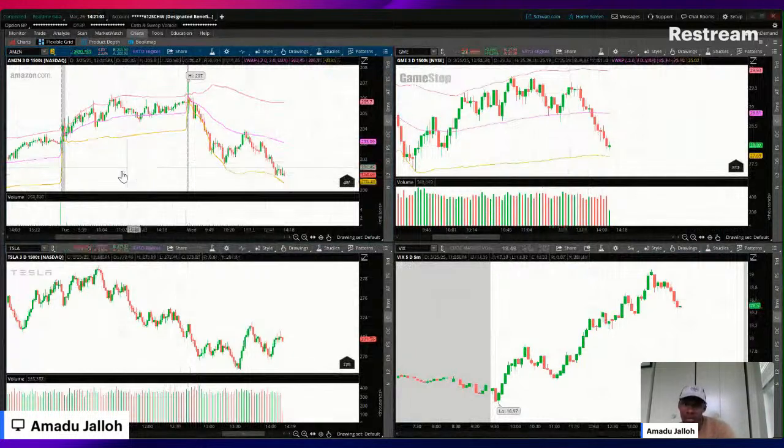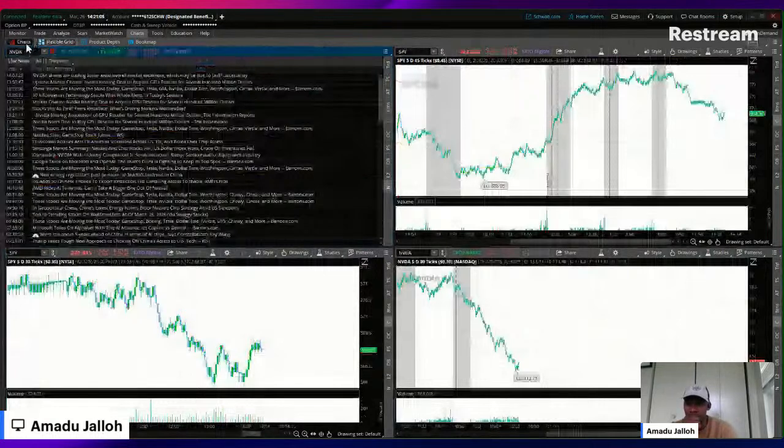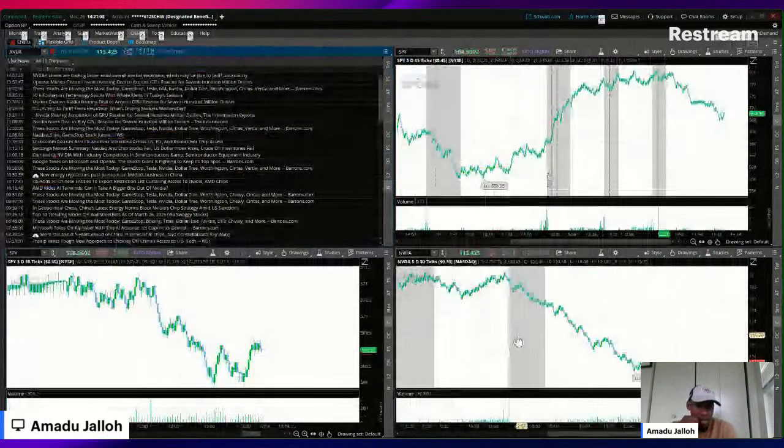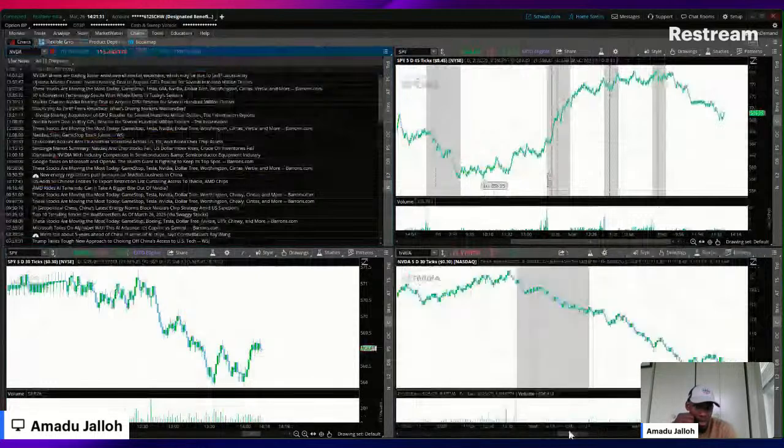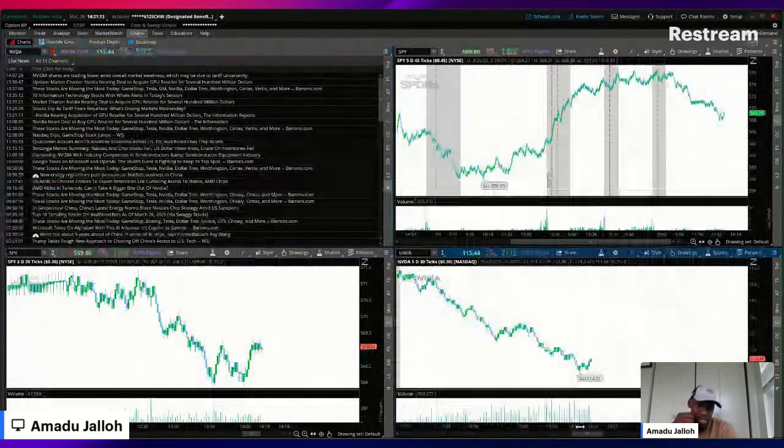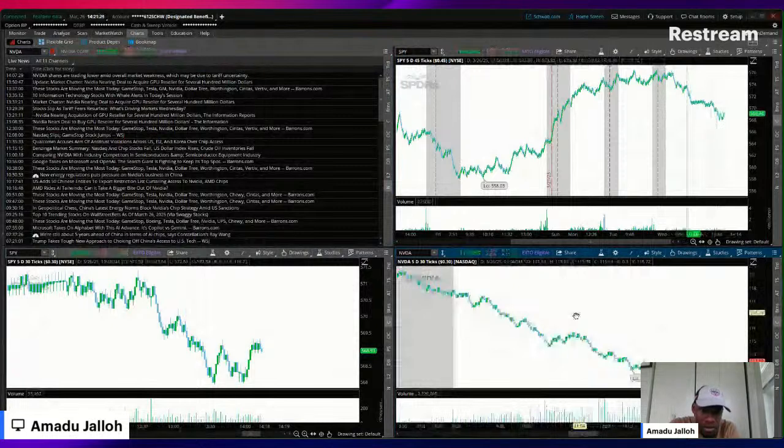Okay, somebody says Nvidia is moving to the upside. Let's see. No, it's just bouncing up these lows here. Maybe a double bottom here. If it continues to hold, okay. Otherwise, yeah, it doesn't look good.